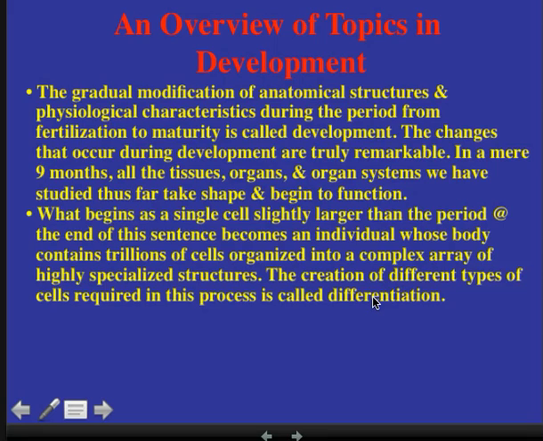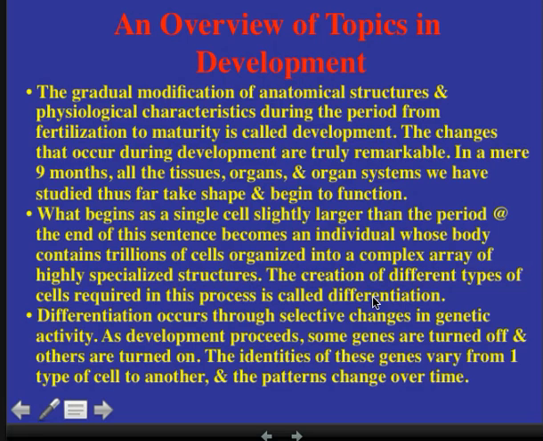The creation of different types of cells required in this process is called differentiation. It occurs through selective changes in genetic activity. As development proceeds, some genes are turned off and others are turned on. The identities of these genes vary from one type of cell to the other, and the patterns of expression change over time.